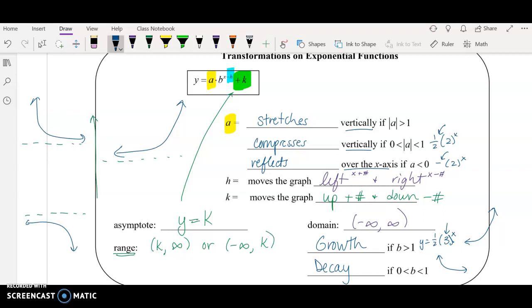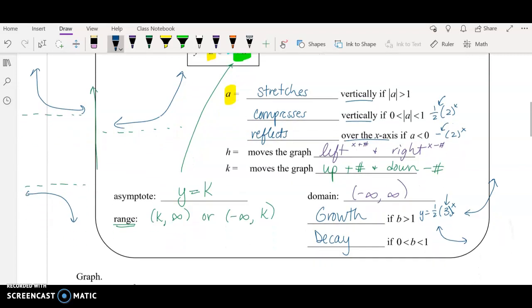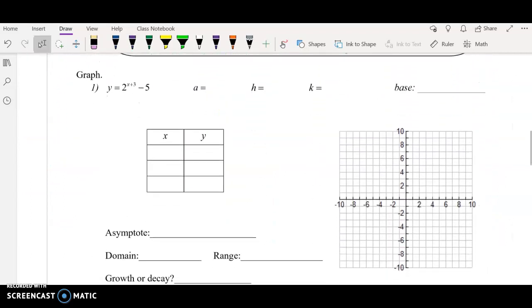So all of this together is going to impact the graph. So all of this is going to be compiled. That's going to be interesting. So let's go ahead and look at an example here.